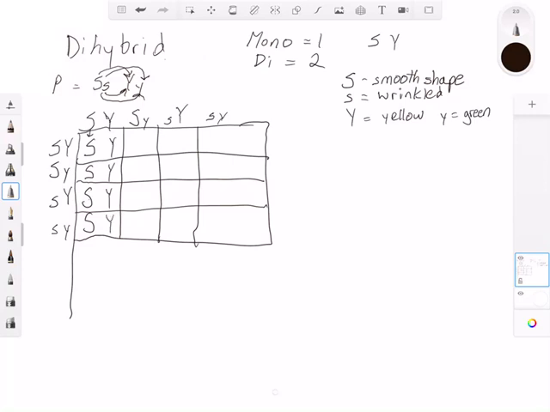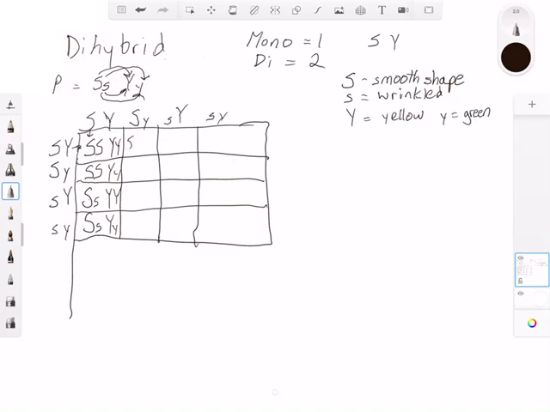Okay, so now I'm going to bring the ones that are on the left-hand side across. So we have 2 capital S's and 2 capital Y's. Capital S, lowercase y. Lowercase s, capital Y, and lowercase s, lowercase y. So you always want to write the capital letter first, like I showed you in the monohybrid cross.